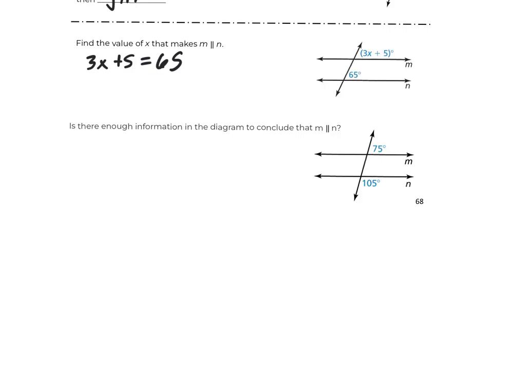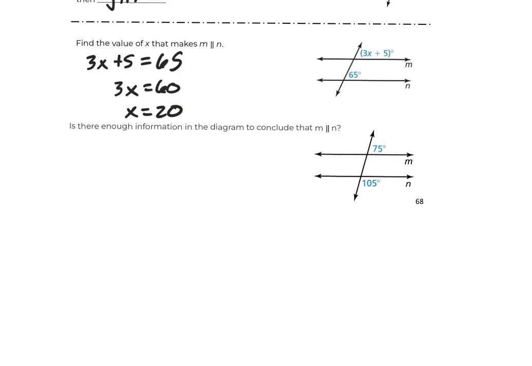So we're going to subtract 5, divide by 3, and we get x equals 20. It's not asking me what the measure of the angles would be, it's just asking what value of x. If I plug 20 in here, 3 times 20 is 60, and 60 plus 5 is 65. Now these two angles are congruent, and if they're congruent, these two lines are parallel, right? So that's how you would go about identifying that.